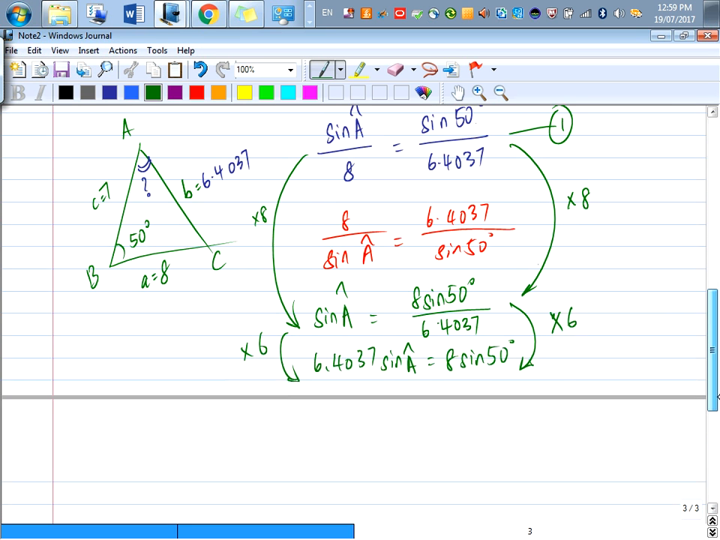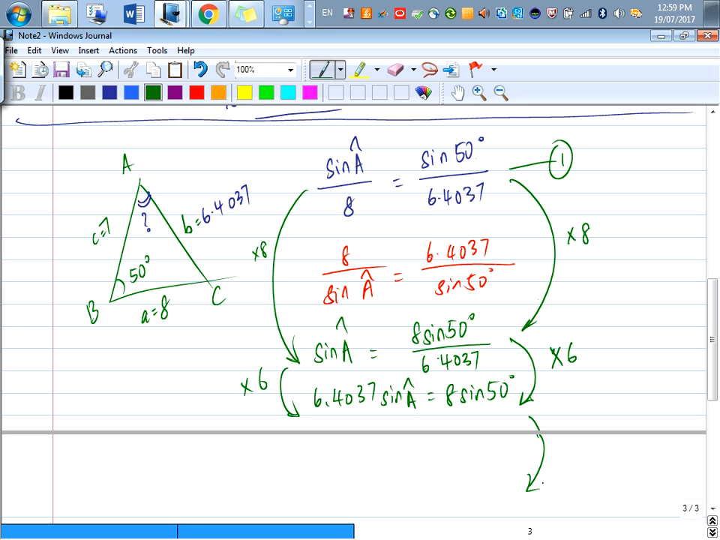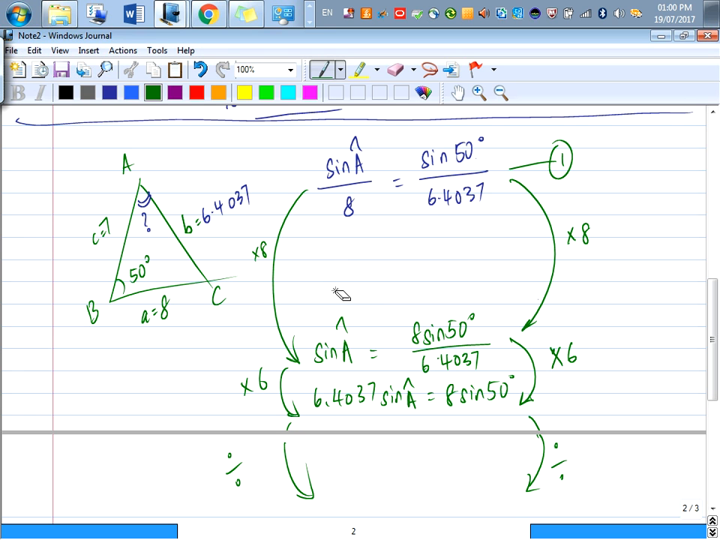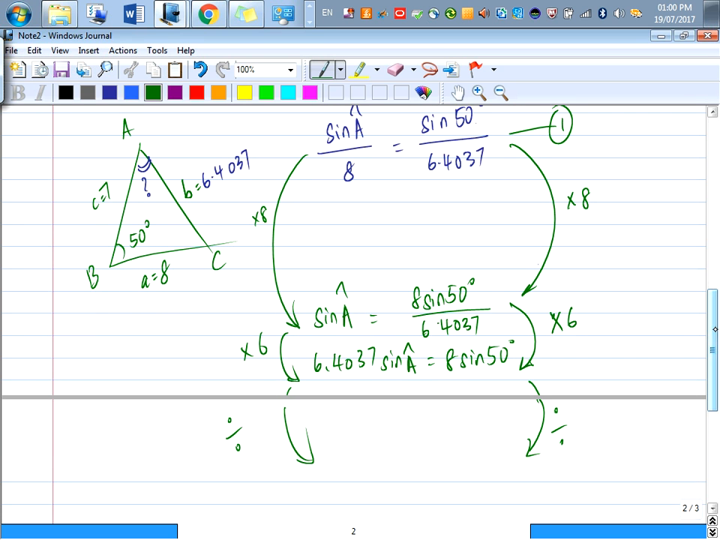Then, my next step, I am going to divide by sine A. Wait, hang on. Wait. Confirm they are the same. 8 sine 50. Very confirm. So now I want 8 over. So I divide by sine 50 on both sides.